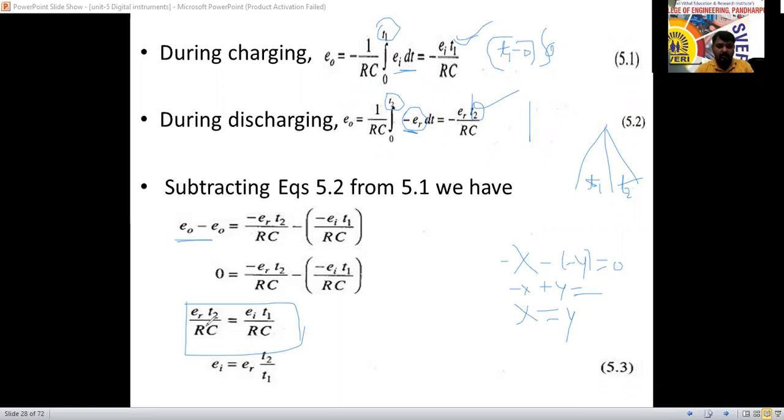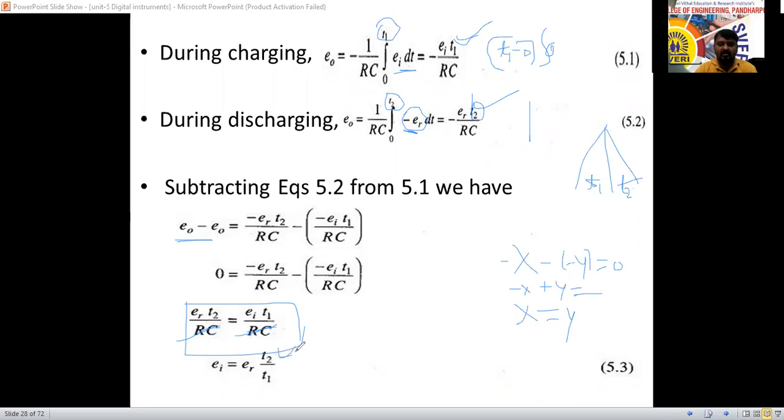ER T2 divided by RC, EI T1 divided by RC. Here RC gets cancelled. RC gets cancelled; on the LHS side and the RHS side both RC are there. Yes or no? Yes, sir. So EI equal to ER T2 divided by T1.